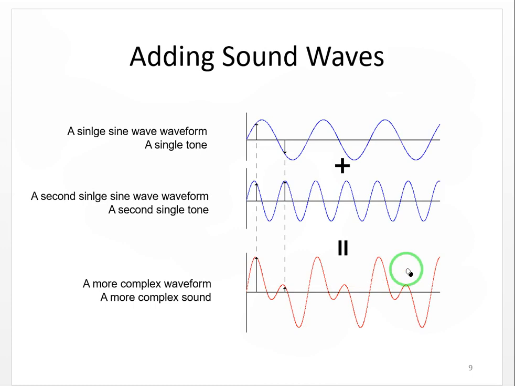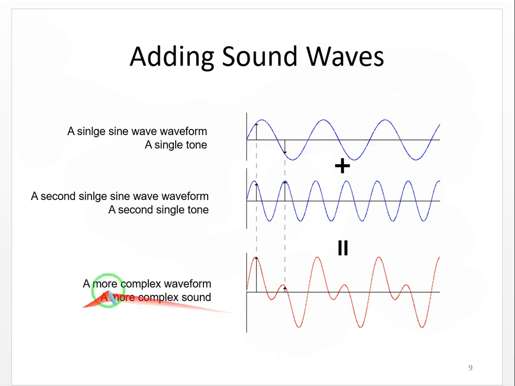Coming to adding sound waves. Adding sound waves is based on the concept of interference. Sometimes we have constructive interference and sometimes destructive interference. We can say we have a single sine waveform, which we can also call a single tone from someone. Then a second single sine waveform, a second single tone. It means two different people generate two different sounds. So these are two single tones.